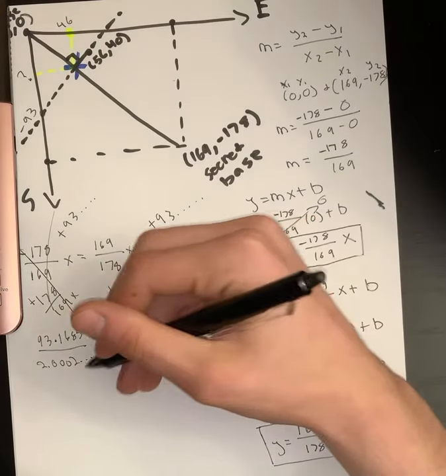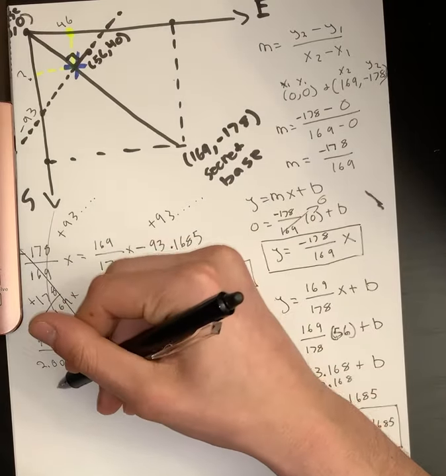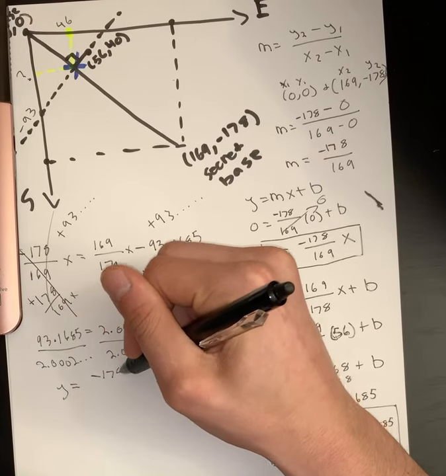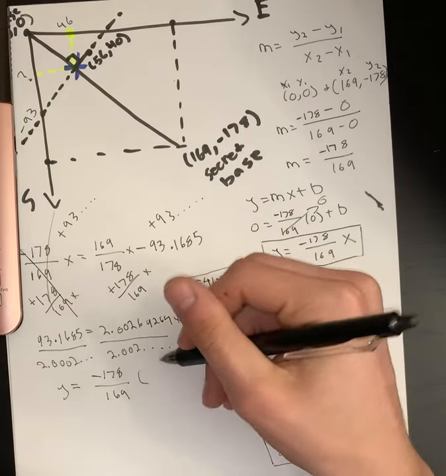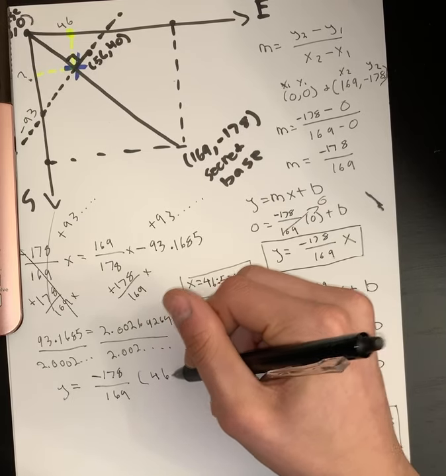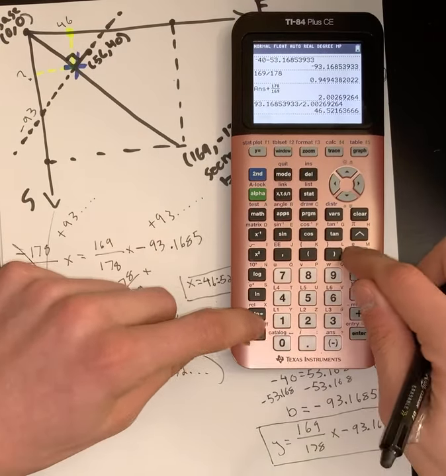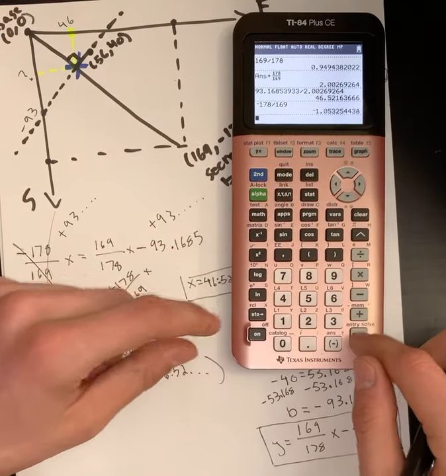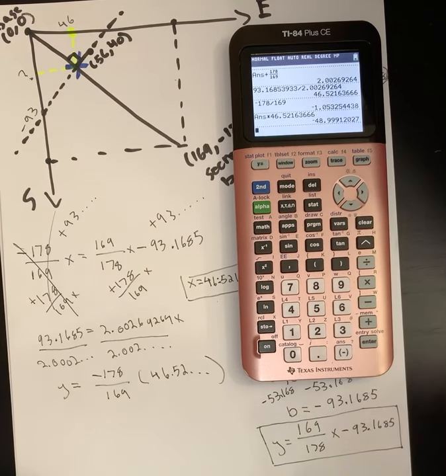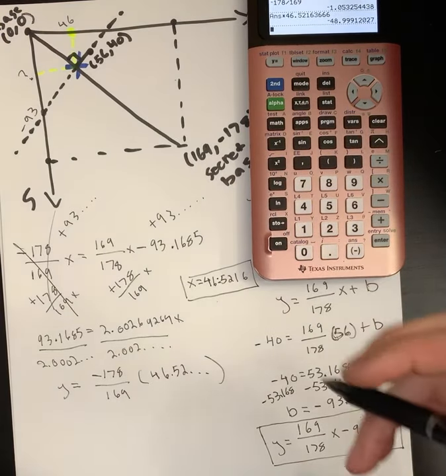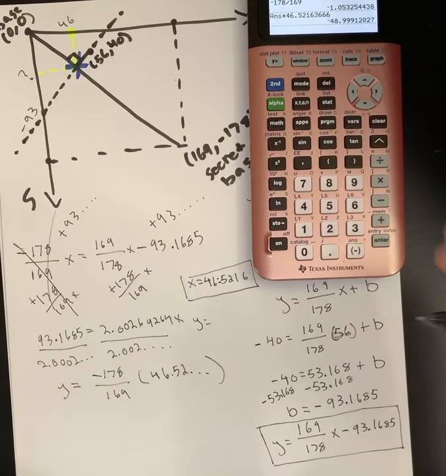So to solve for y, we could just take one of our equations. I'm going to take this. It looks a little bit easier. And solve for y. So y equals negative 178 over 169 times the 46.52 and some. So negative 178 over 169 multiplied by our x value of 46. And so this is going to give us a y of about negative 48.999.